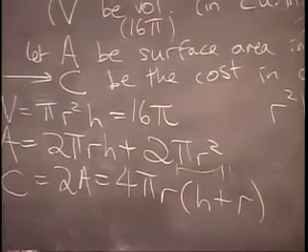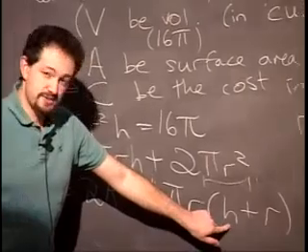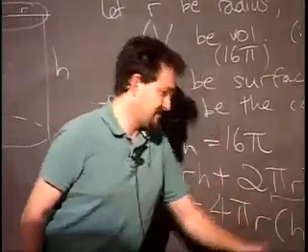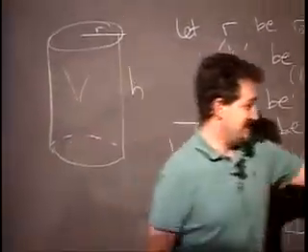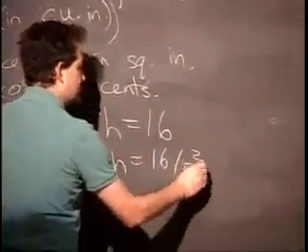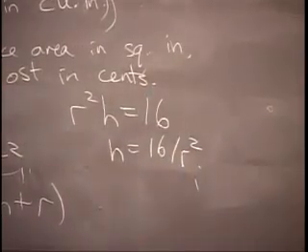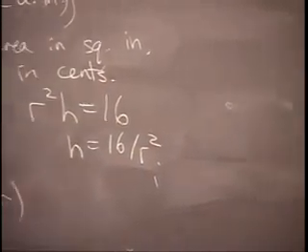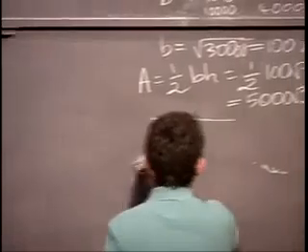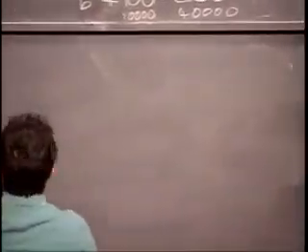Now we can eliminate either r or h, but it seems easier to eliminate h because there's only one of them and there's 2 r's there. So I'm going to take h equals 16 over r squared. I'm going to use those two equations, and once I get some board space, I will simply write down an equation for the cost c in terms of the radius r. And once we know the radius, we'll know everything about the can.